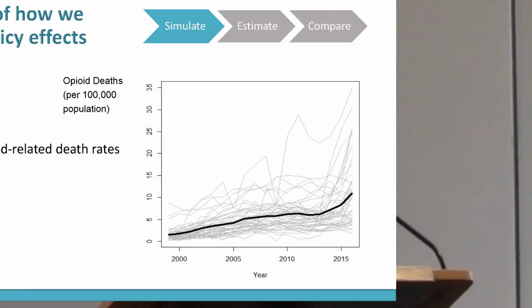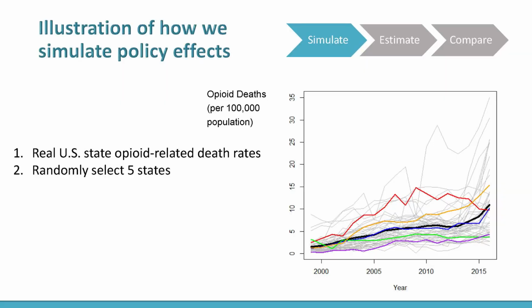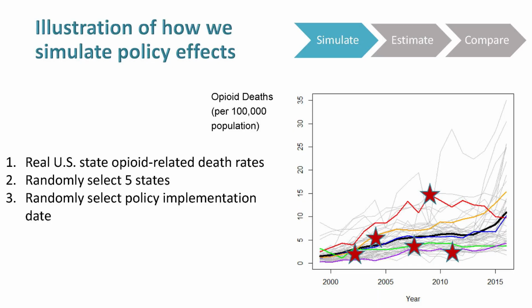So here's an illustration of our simple first step in terms of the simulation. On the x-axis, I have time, and on the y-axis, I have the real state-level opioid deaths per 100,000 in the US. Each gray line represents a state, and the black line is the national average. So in this first simulation, for our sample size, we consider anywhere from 1, 5, 15, to 30 treated states. In the case of five, we randomly sample five states. And then we randomly select what date they are going to implement the policy so we can have staggered adoption.